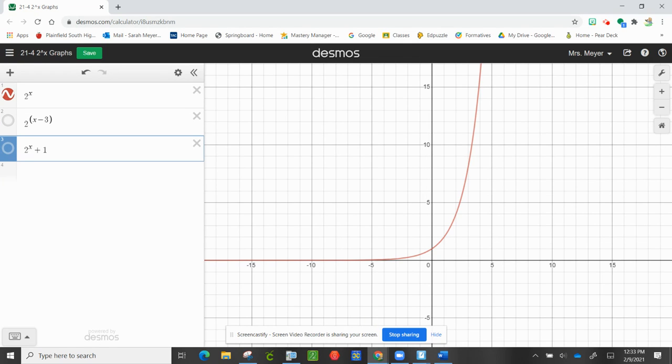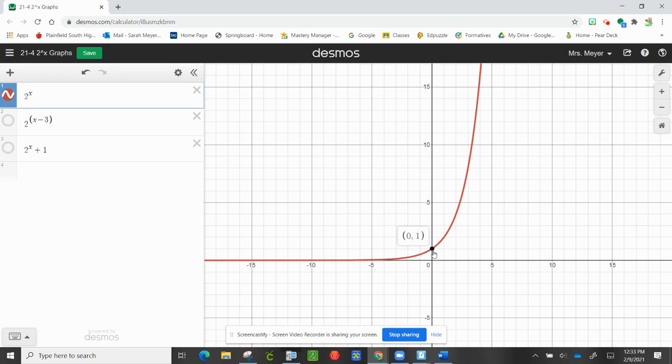So a couple key points here: you should notice it's not at the origin. Normally our parent functions, we always started at 0, 0. You don't do that with exponentials. So for exponential functions, we actually start at 0, 1. So that's where all of our graphs are going to start.